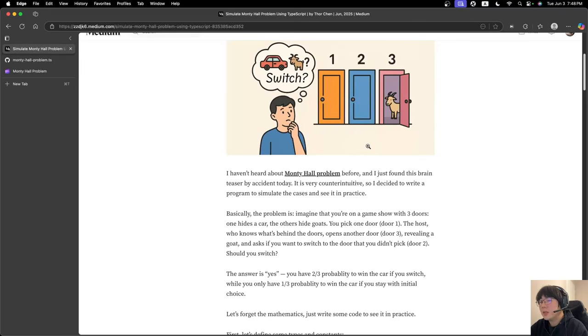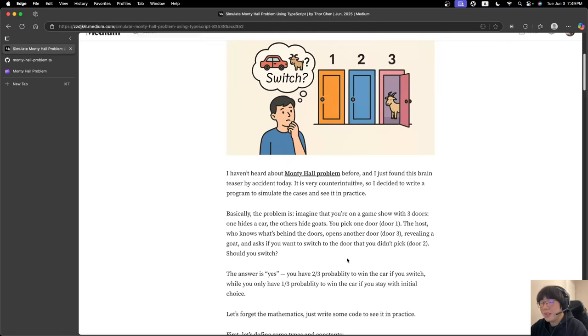The host, who knows what's behind the doors, opens another door, which is door 3, revealing a goat, and asks if you want to switch to the door that you didn't pick, which is door 2. Should you switch in this case? The answer is yes. You have a 2/3 probability to win the car if you switch, while you only have a 1/3 probability to win the car if you stay with your initial choice.